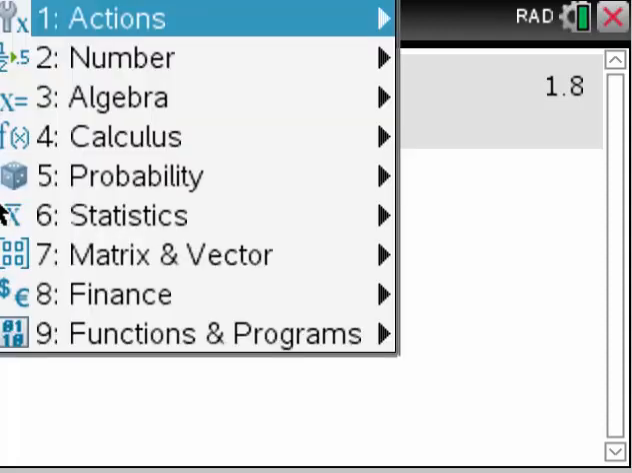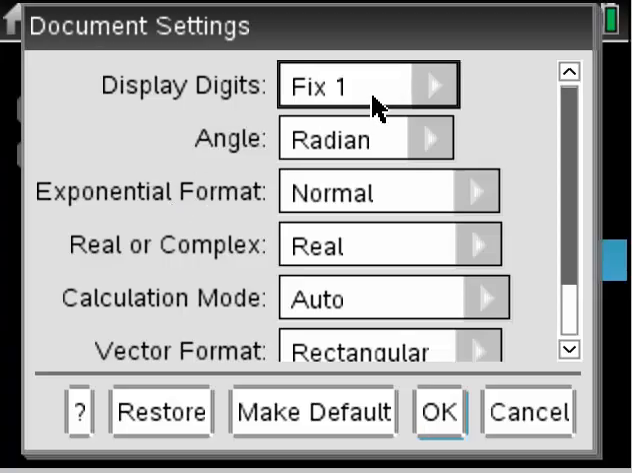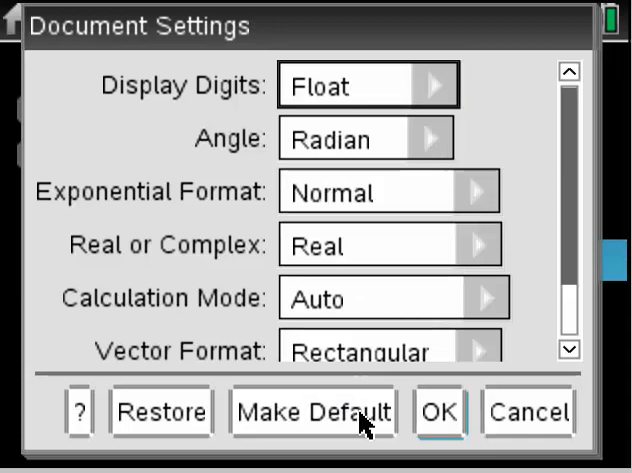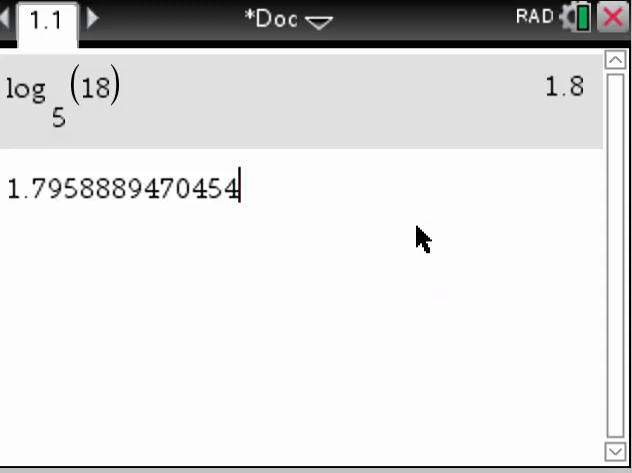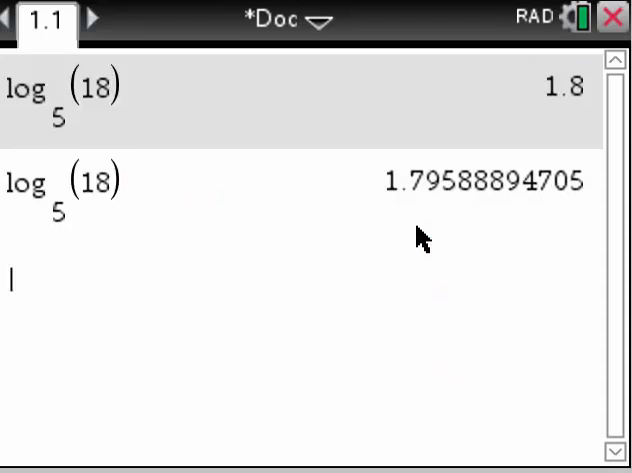So I know that I have to go menu, sorry, not menu, I have to go home, number 5, number 2, and I don't want fixed 1. I want it to say float. Make default, and then hit number 4 to go back. So now, if I did that, now I get them all.